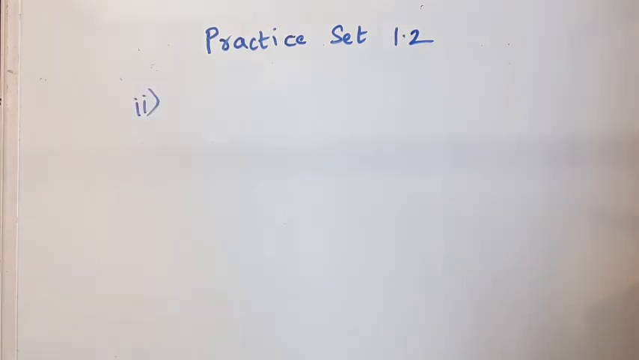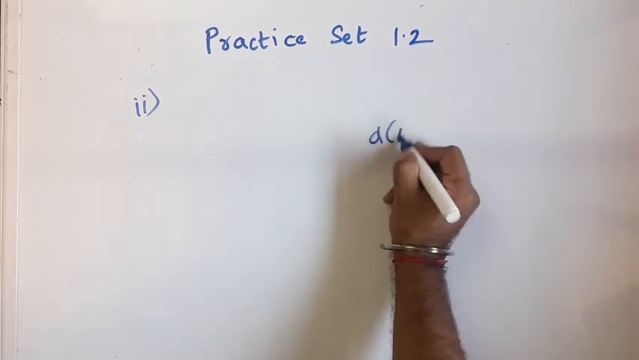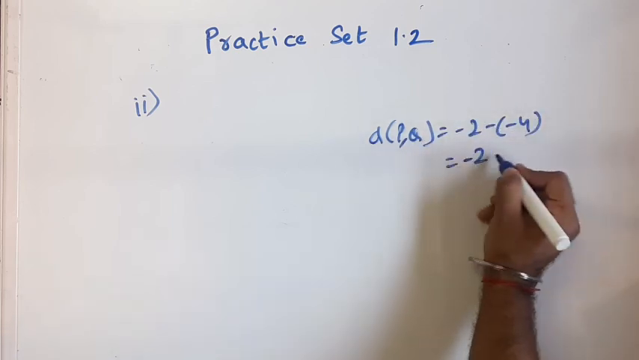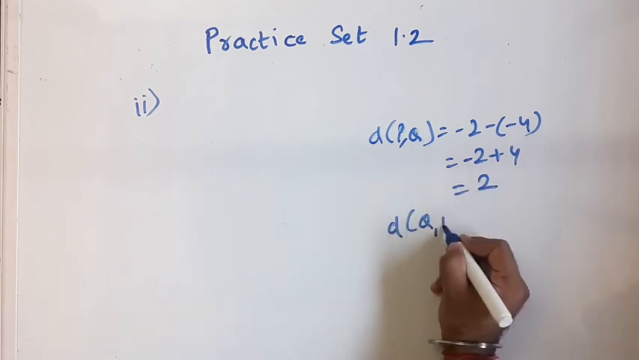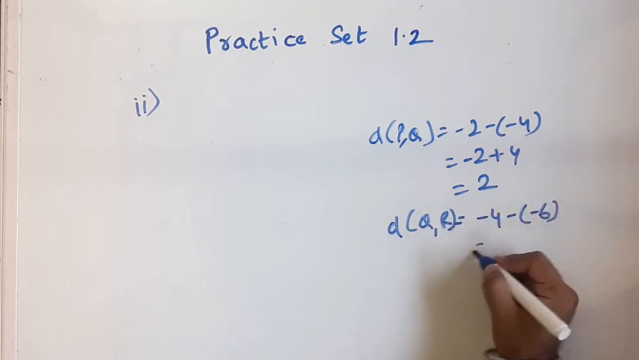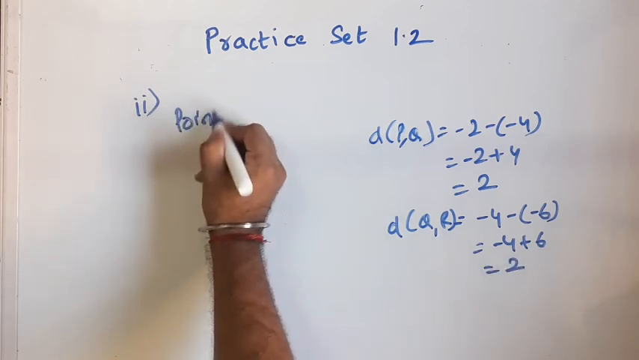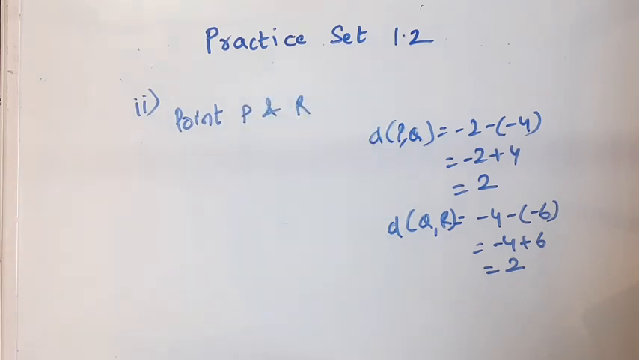Then the second one says, write a pair of points equidistant from point Q. You can see distance PQ is minus 2 minus minus 4, that is 2 units, and distance QR is minus 4 minus minus 6, which is also 2. So points P and R are equidistant from point Q.